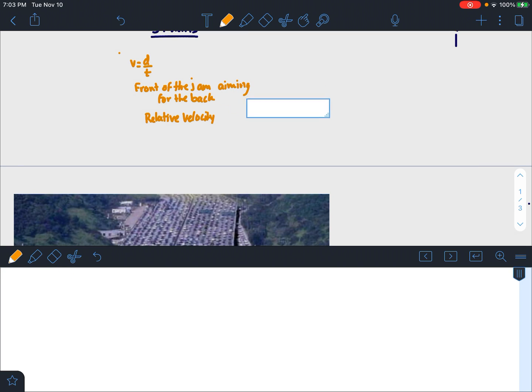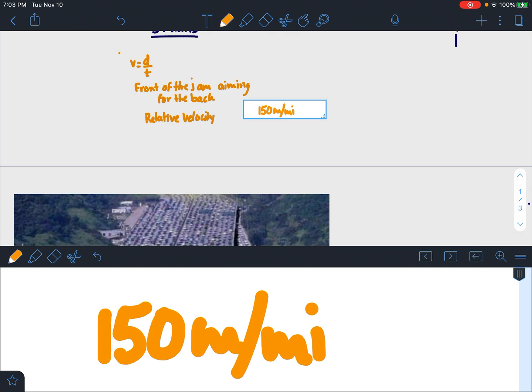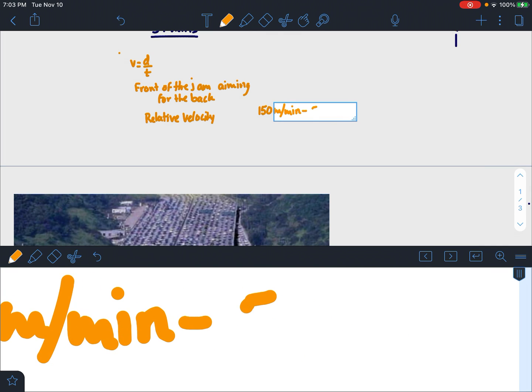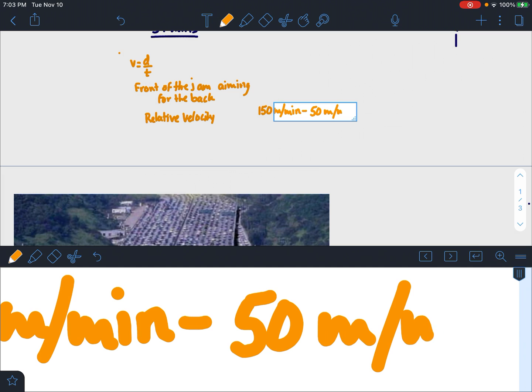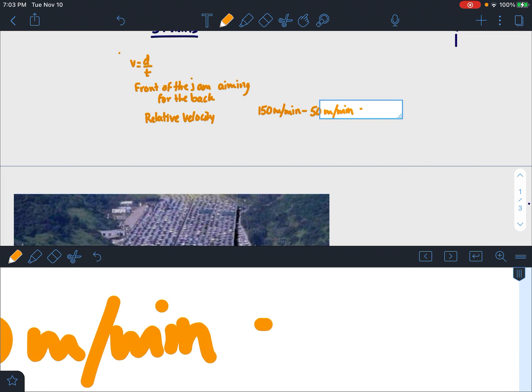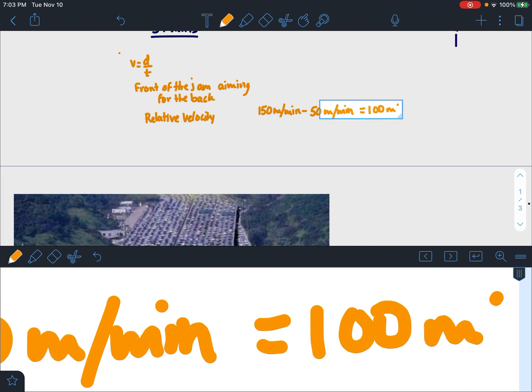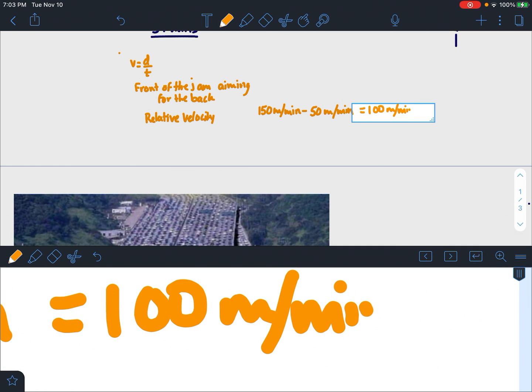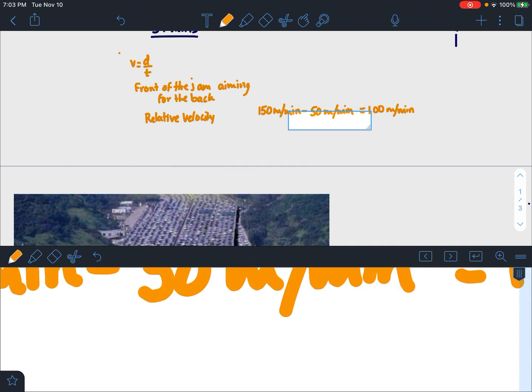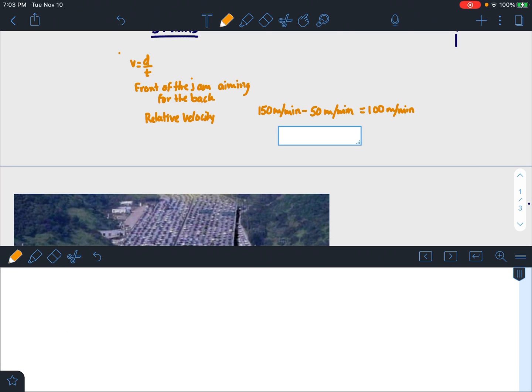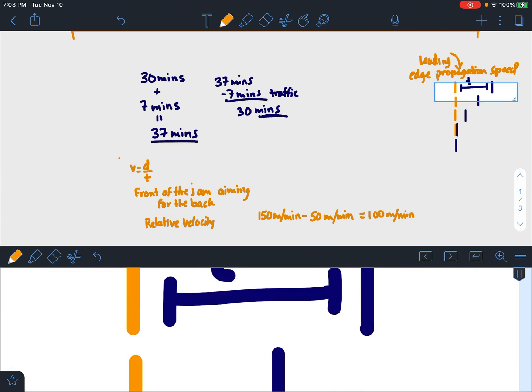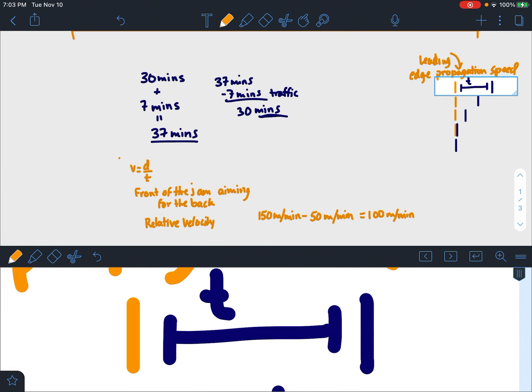So we're going to use that 150 meters per minute minus that 50 meters per minute. And basically we get 100 meters per minute. Right? And that is our relative velocity between those two cars, that it keeps going back and back.